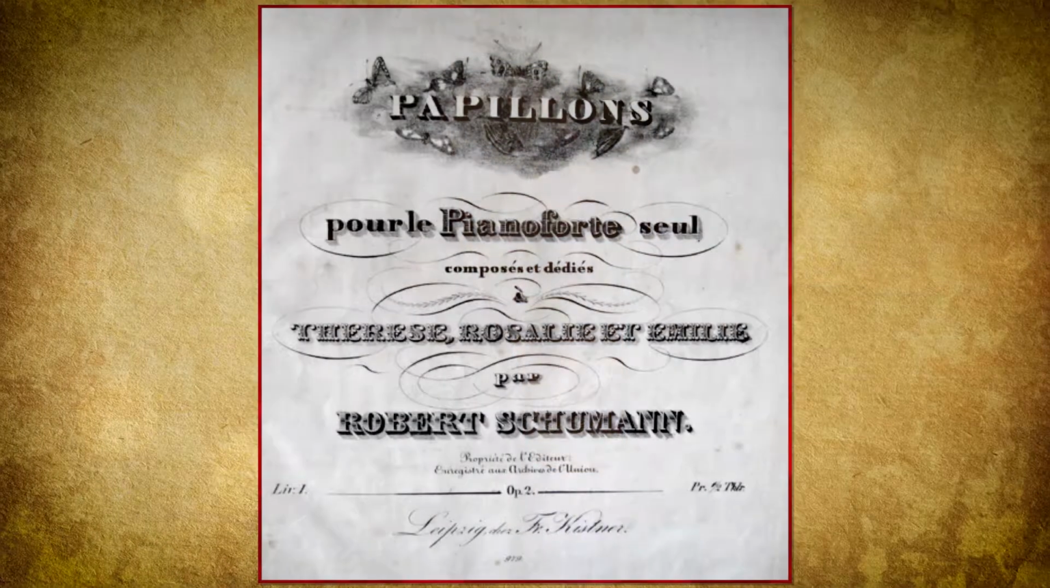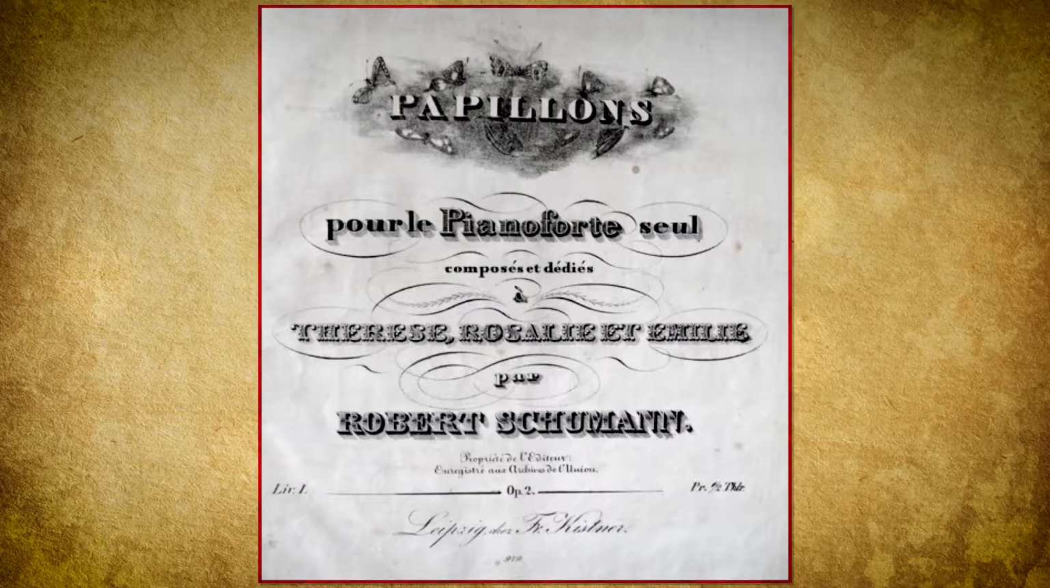At only 20 years of age, Schumann had created a new type of composition for solo piano, the character cycle. Papillon was the first of this kind of composition. Some of Schumann's greatest and most imaginative music for solo piano took the form of the character cycle.